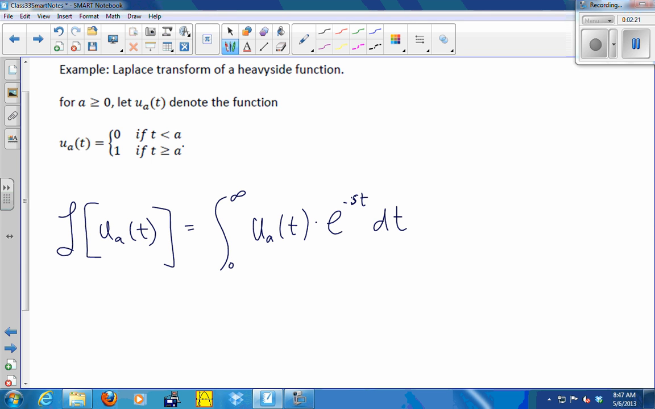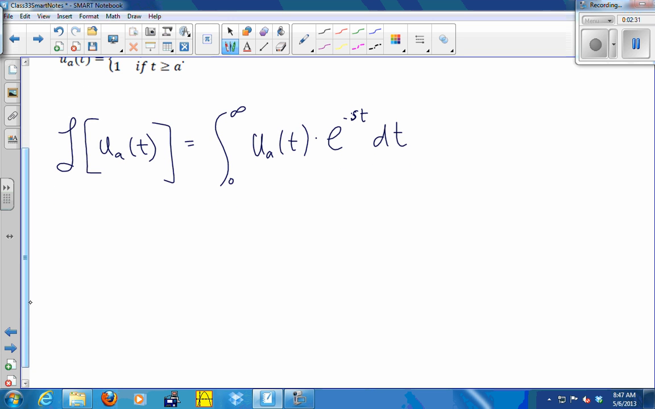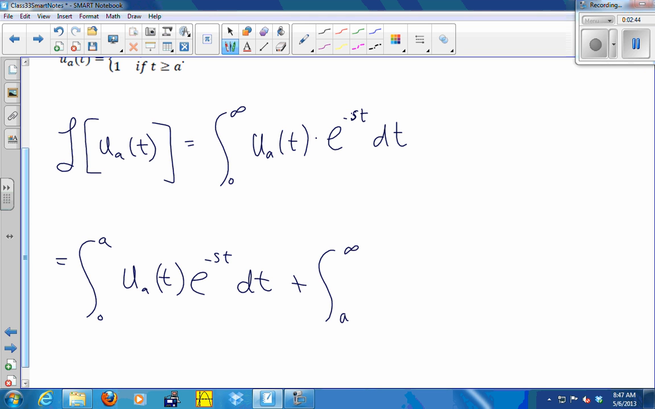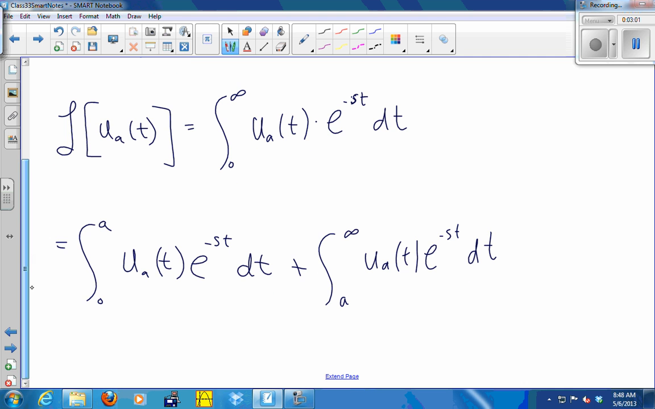All right, but u sub a is defined differently from 0 to a than it is from a to infinity. So I'm going to break this integral up into 2 integrals. The integral from 0 to a of u sub a of t e to the negative st dt, plus the integral from a to infinity. That's just a property of integrals that you learned in Calc 2, that you can break an integral up into 2 integrals.